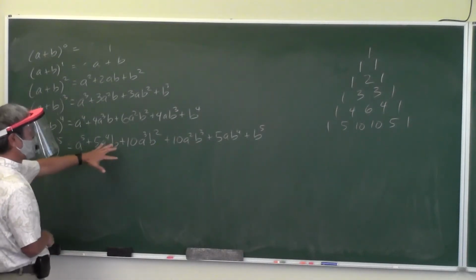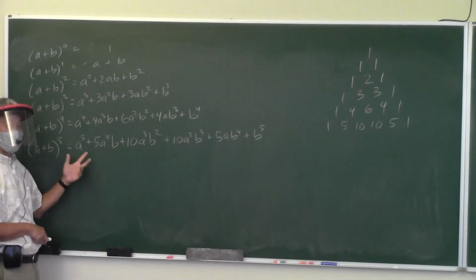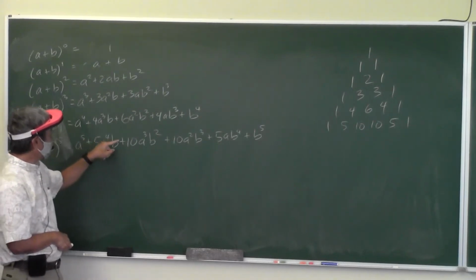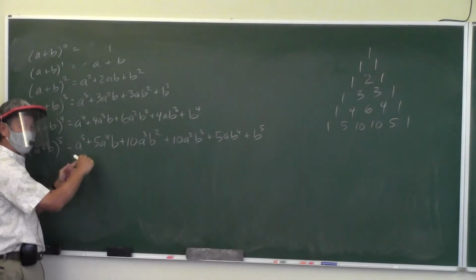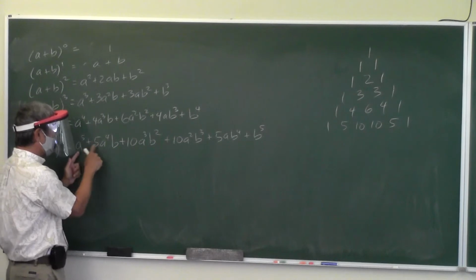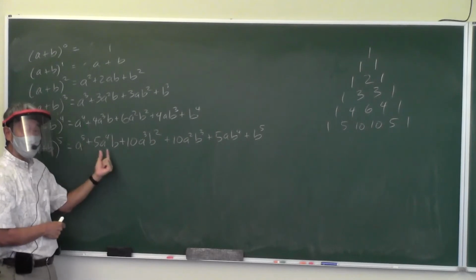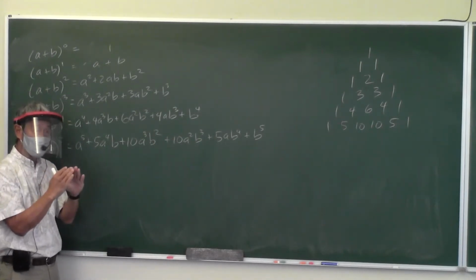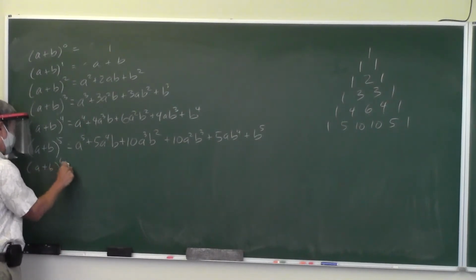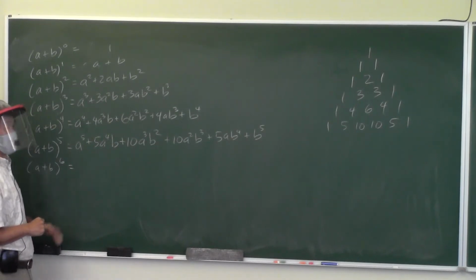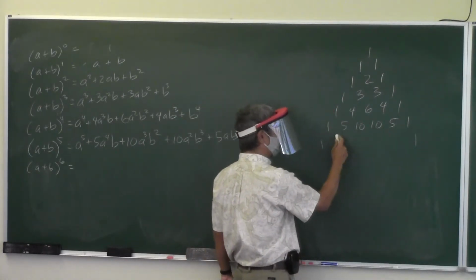So the coefficients come from Pascal's triangle, but what about the powers of A and B? How do you tell the powers? Look, the powers of A keep going down by 1: 5, 4, 3, 2, 1, 0. The powers of B go up by 1: B to the 0, B to the 1, B to the 2, B to the 3, 4, and 5. And then look, the degree of each term is 5, right? The degree when you add the two powers. That's the pattern. Okay, so A plus B to the 6 now. What do you think I would have to do? You go to the 6th row of Pascal's triangle, and you write down the numbers.